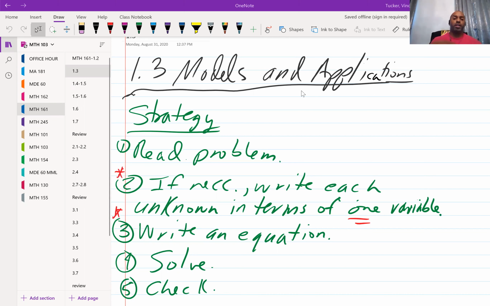So in all the problems that you get in this section, every unknown that you have, you will be able to write it in terms of one variable. And you'll see what I mean when we get in there. Then you write an equation, and the equation will be based on the words that you received in the problem. Then from there, you'll solve it, and then you'll check, make sure you've actually answered the question.